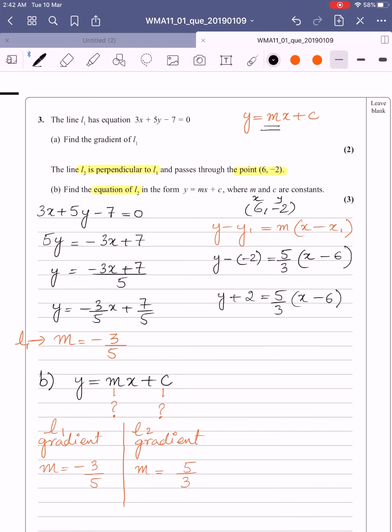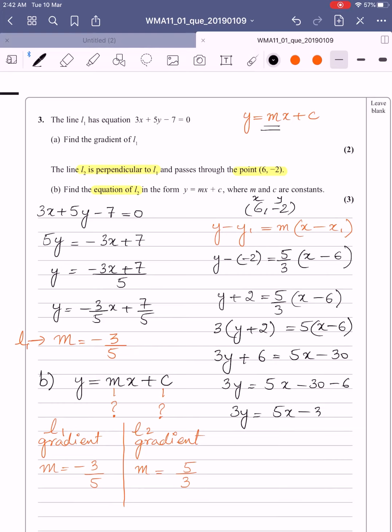We can take the 3 in the denominator on the right side and multiply it on the left hand side. So now we have 3 into y plus 2 is equal to 5 into x minus 6. We can open the brackets. 3y plus 6 is equal to 5x minus 30. 3y is equal to 5x minus 30 minus 6. Therefore 3y is equal to 5x minus 36.